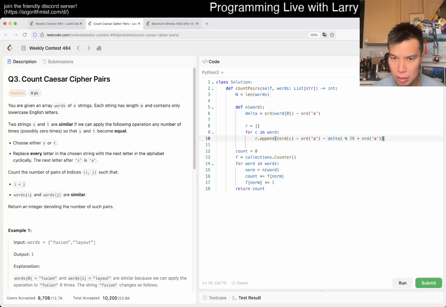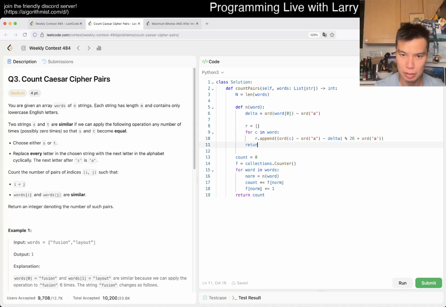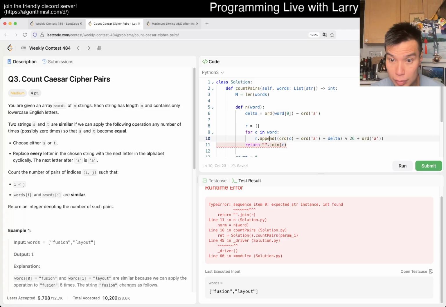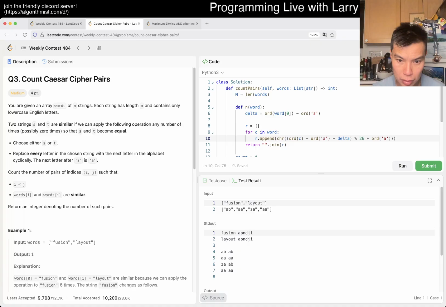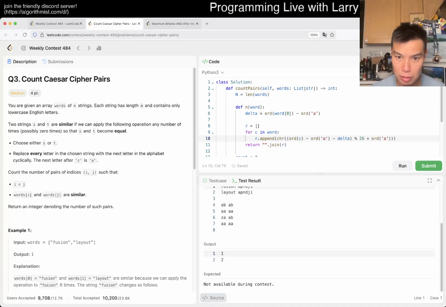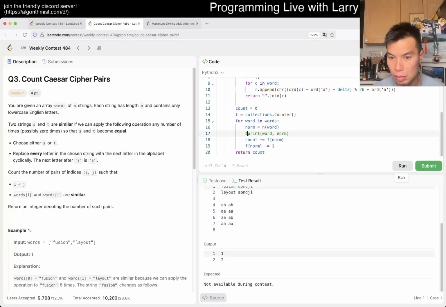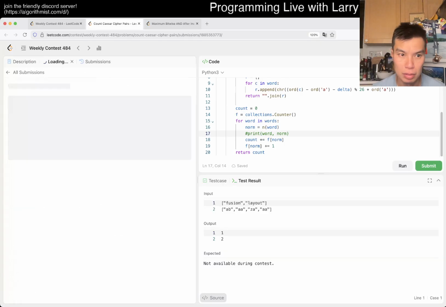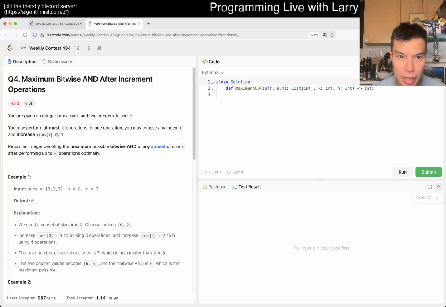What's this? And then double check. Oh, I did not convert this back. Looks okay, right? Alright, and here we are at the hard.